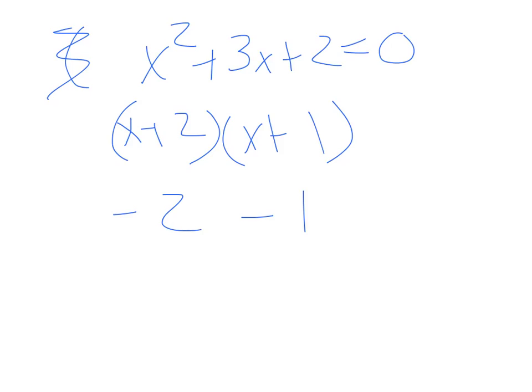It could be negative 3 plus or minus the square root. 3 squared is, what does the square mean? It means 3 times itself. 3 squared means 3 times itself. So what's 3 times 3? 9. 4 times 5 times 2 is 40. And then you have a negative and a negative, which makes it positive 40.